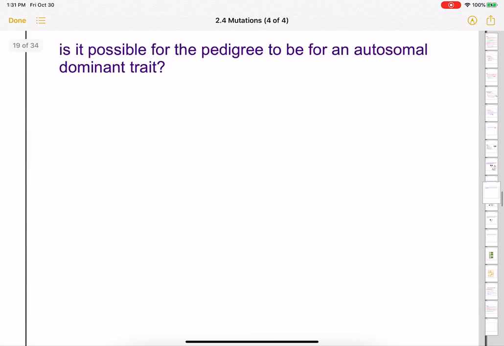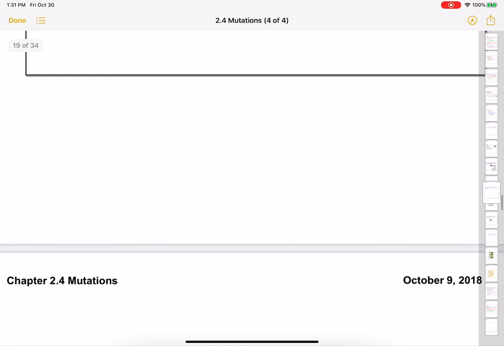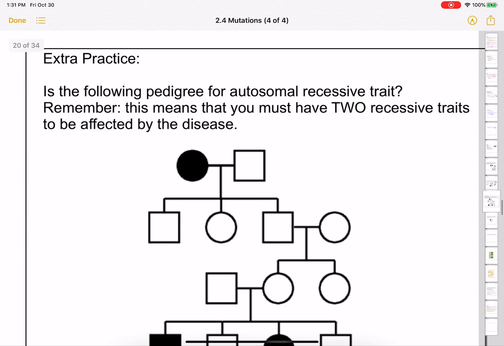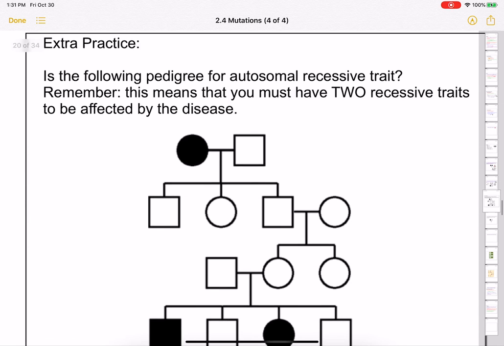Is it possible for the pedigree to be an autosomal dominant trait? We already talked about that. Okay, an extra practice. It says, is the following pedigree for an autosomal recessive trait? Remember, this means that you must have two recessive traits to be affected by the disease.